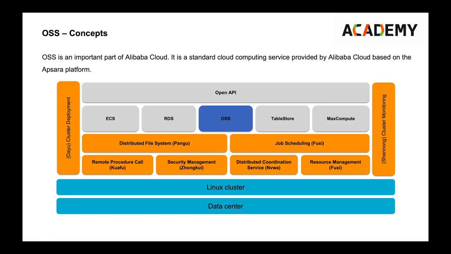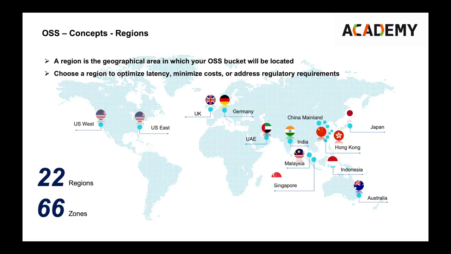In particular, OSS depends heavily on Pangu, which is the distributed file system component of Apsara. The way that OSS is able to store data in triplicate is part of the Pangu architecture. OSS is supported across all 22 Alibaba Cloud regions and all 66 of our zones worldwide. So wherever you are, you'll be able to find OSS within your closest Alibaba Cloud region.